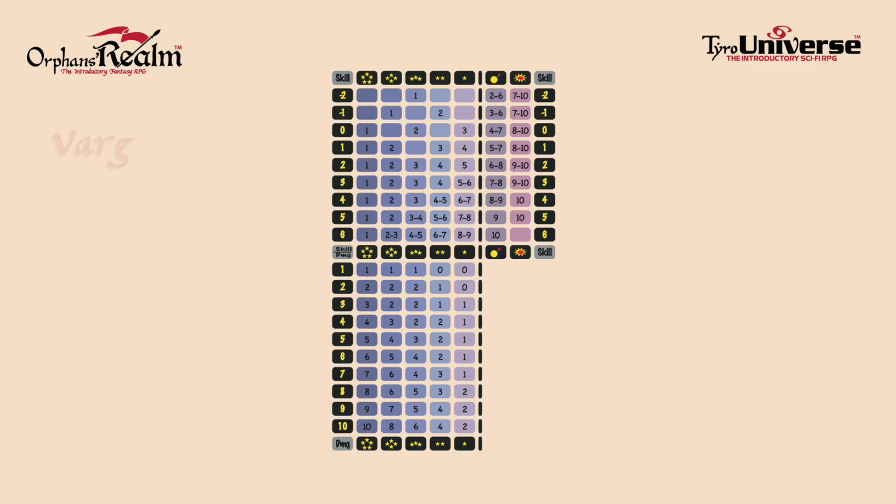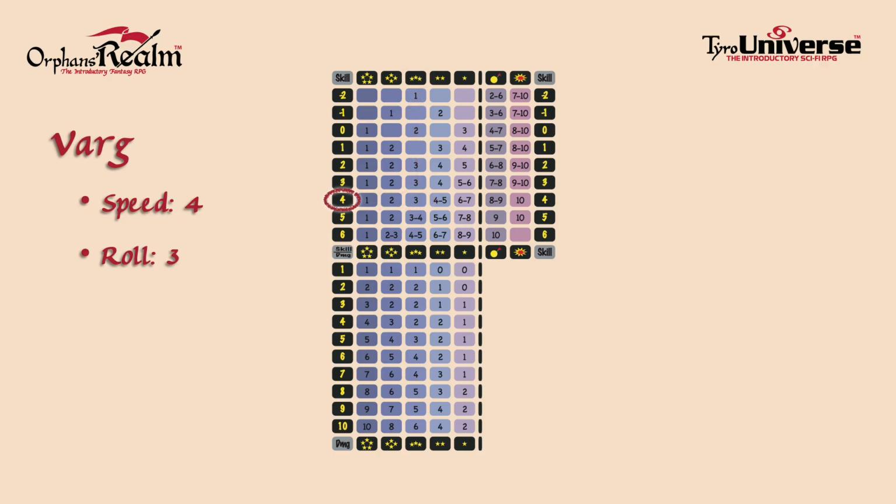Varg is fast. His speed score is 4. On the action table, Varg's player goes to the 4 row. He then rolls his die. He gets a 3. He follows the 4 row across the table until he gets to the number he rolled, 3. We can see that gives Varg 3 stars, a success.